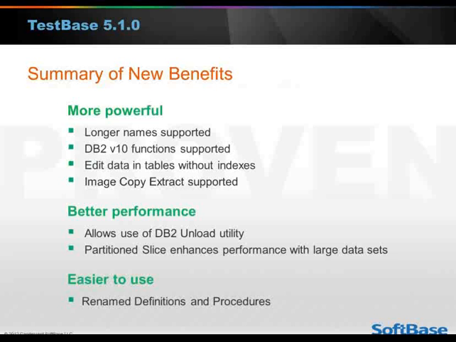So in summary, version 5.1 is much more powerful, supports longer names, the DB2 version 10 functions, editing data in tables without indices, image copy extract support for older data, or perhaps an extract that's offline. It has much better performance, allows use of the DB2 Unload utility and the DB2 Load utility in cases that we were previously unable to. Partition slice enhances performance. And then lastly, it's easier to use with the renamed definitions and procedures.